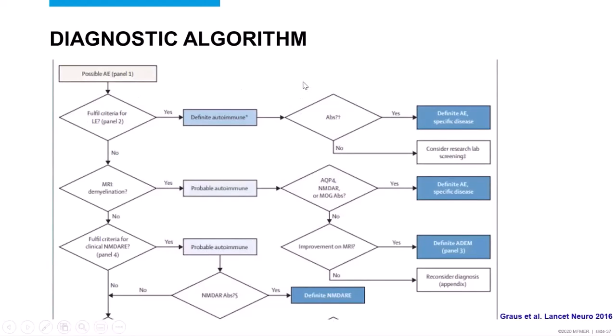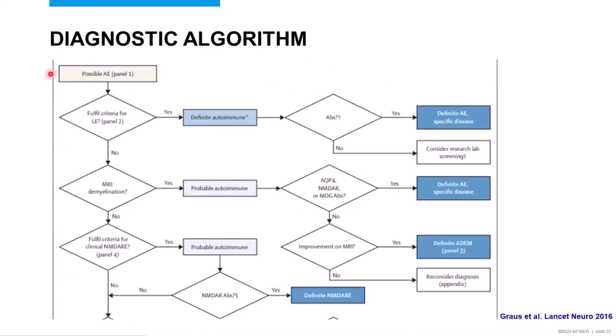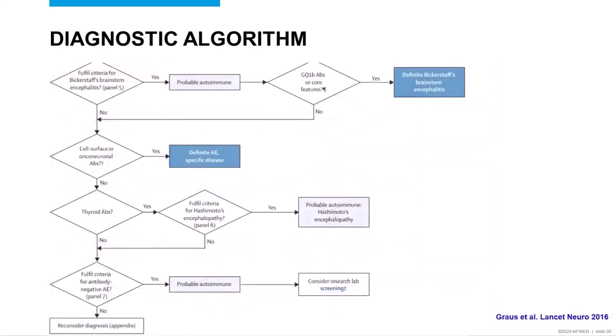These criteria are kind of complicated, so they have a diagnostic algorithm where you work through the algorithm, but you have to start off with the possible autoimmune encephalitis. If you don't have that, you can't meet any of the other criteria. And then you go down through the list and you can meet NMDA receptor encephalitis criteria. You can meet Bickerstaff's, you can have seronegative criteria. And then at the end, you of course want to reconsider the diagnosis. So it's a little bit complicated, but just to mention the possible autoimmune encephalitis, we'll come back to this, you need to have that to fulfill the criteria.